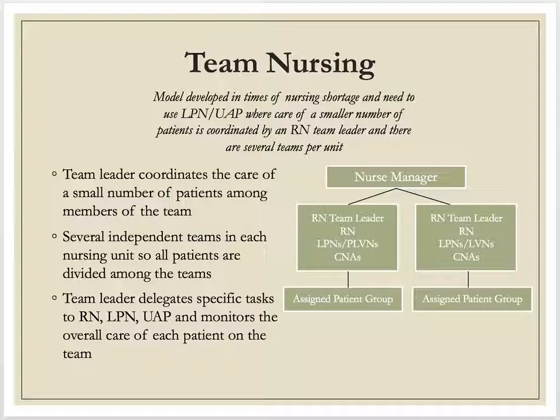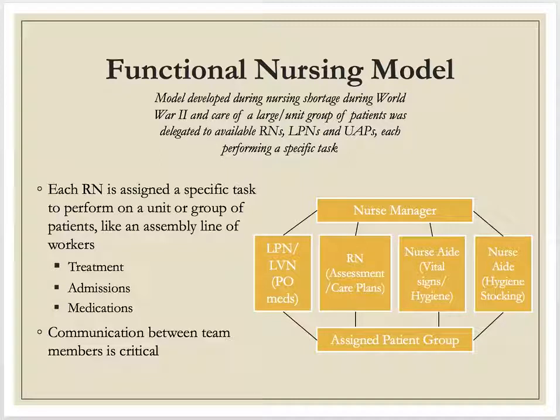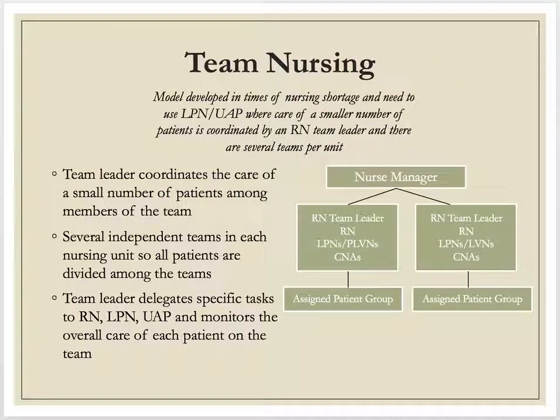So unlike the previous model, where there was only one assigned patient group for a set number of RNs, LPNs, and UAPs, the team nursing approach basically is the same thing, it's just divided into two teams. But in each team there's an RN leader, then consists of the RN, the LPNs, the UAPs, all overseeing an assigned patient group. Head oversight is seen by a nurse manager. This can be going on in 2 or 3 groups at a time.